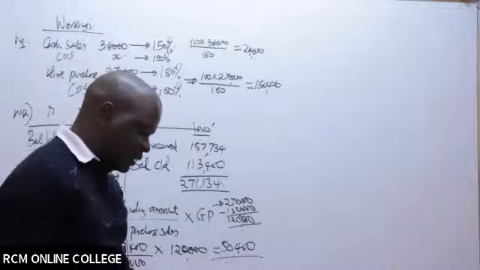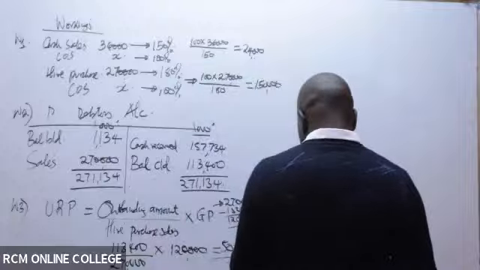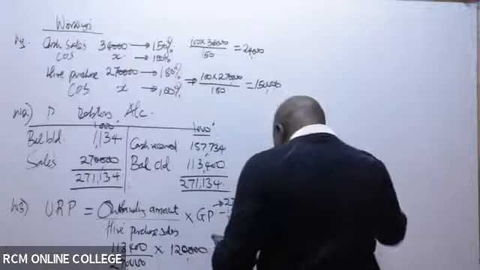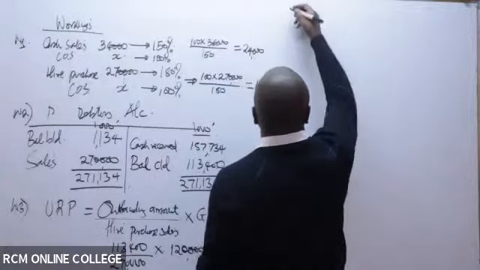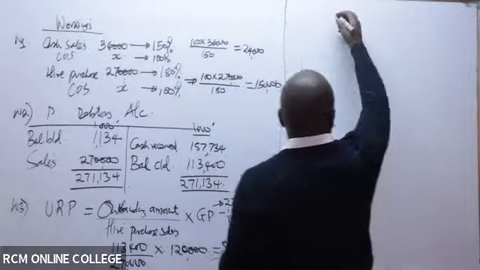Let's come up with the income statement for the two options, the cash sales and the hire purchase sales. So Reja Limited.